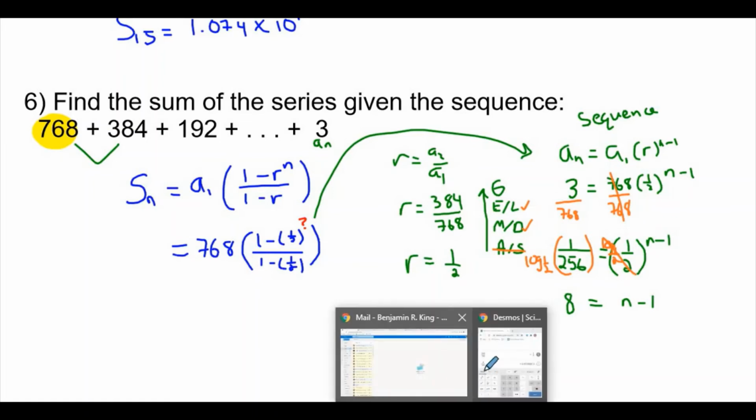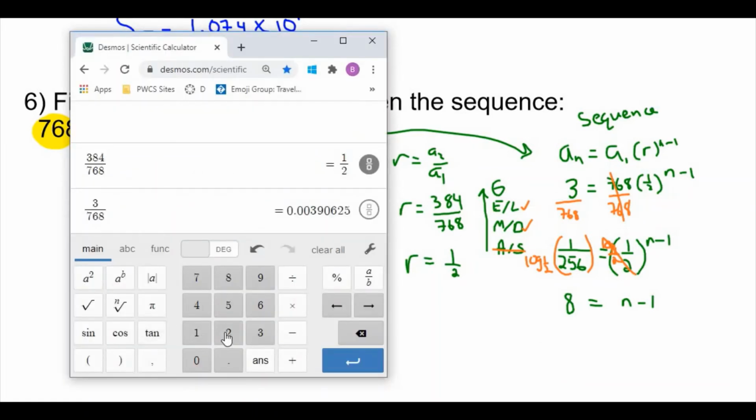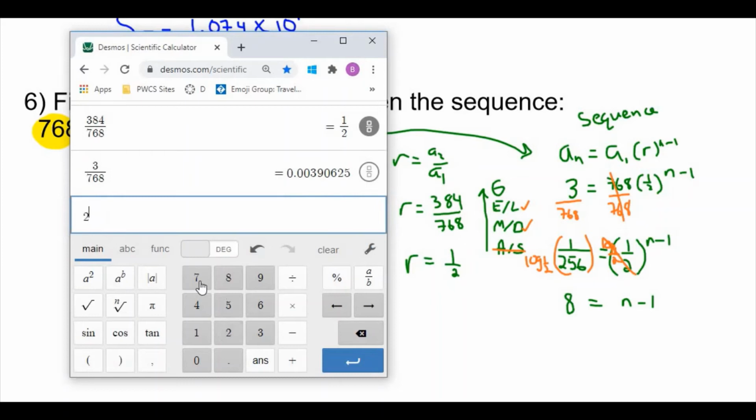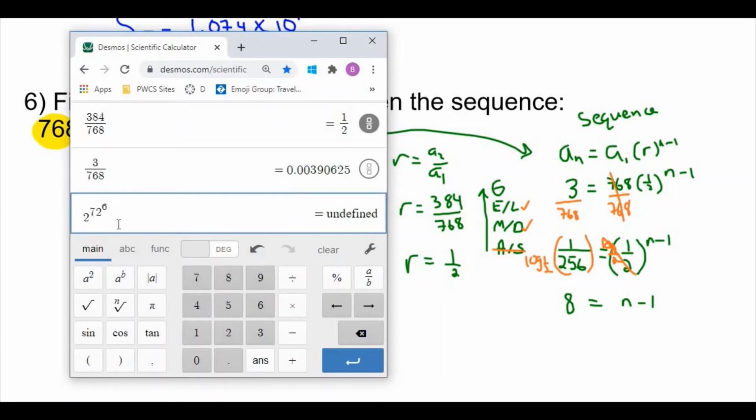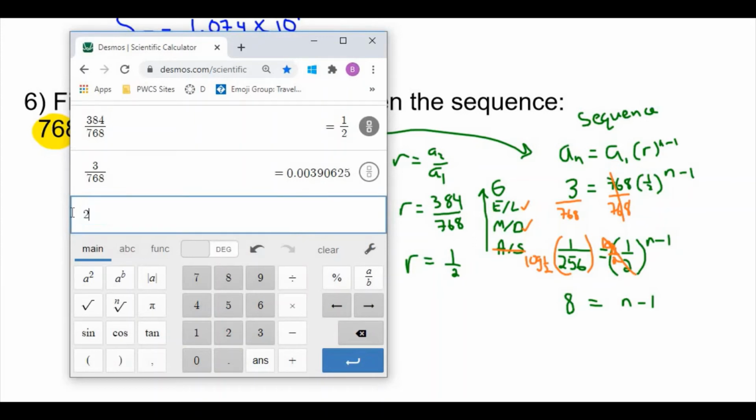Now, if you need to use a calculator for that, you could. Is it 2 to the 7th? No. Is it 2 to the 6th? No. Right, so let me type that in correctly. 2 to the 6th? No. Is it 2 to the 8th? So you can get it that way.